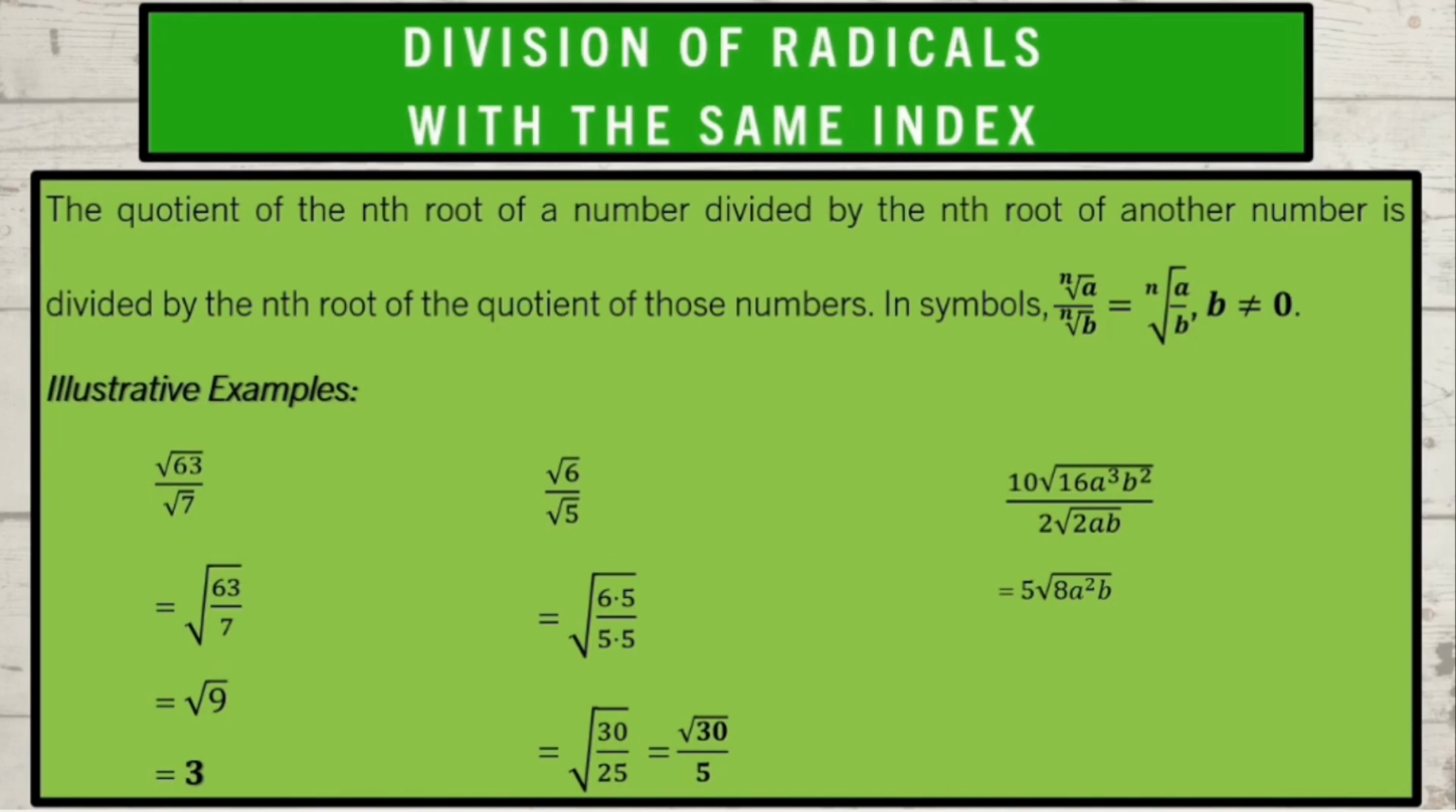And then to simplify, we will have 5 times the square root of 4 multiplied by 2 multiplied by a squared multiplied by b, which is also equal to 5 multiplied by 2 multiplied by a, the square root of 2 multiplied by b, since the square root of 4 is 2 and the square root of a squared is a. So the final answer will be 10a square root of 2b.